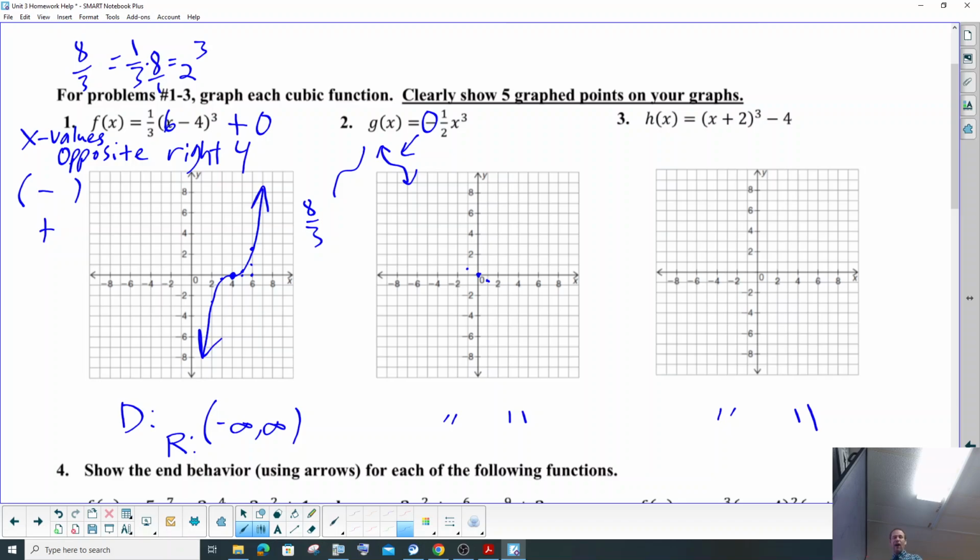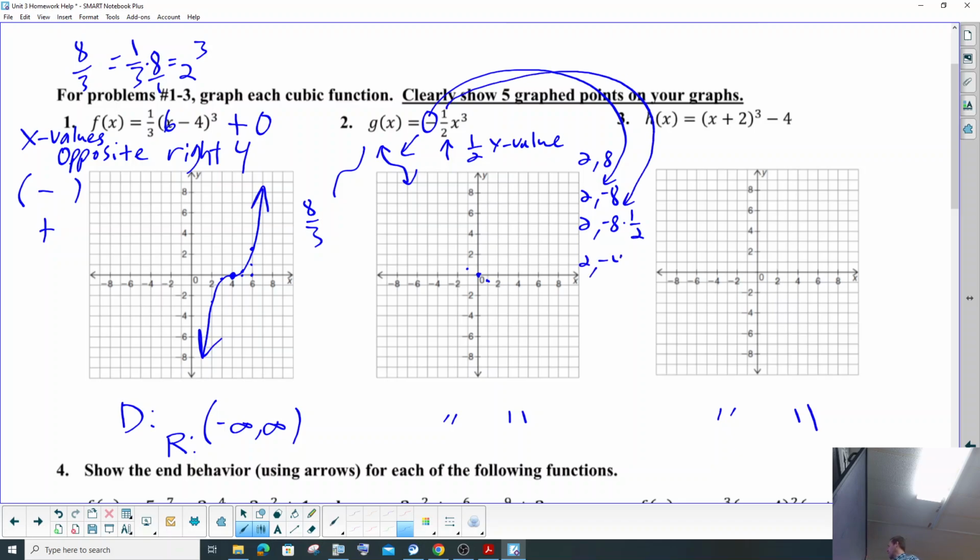And then usually it's over 2, up 8, or in this case, because it's a negative, we'll go over 2, down 8, but then we're going to half that y value. Remember, this means to half the y value. So the negative for the y value, and the half, we're going to half that. So that's going to be over 2, down 4.